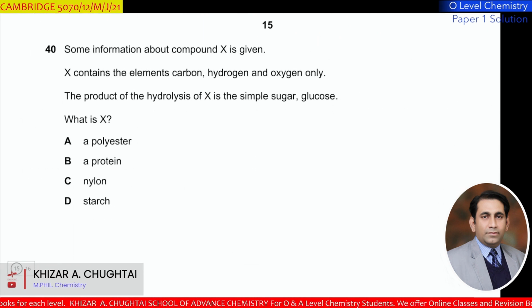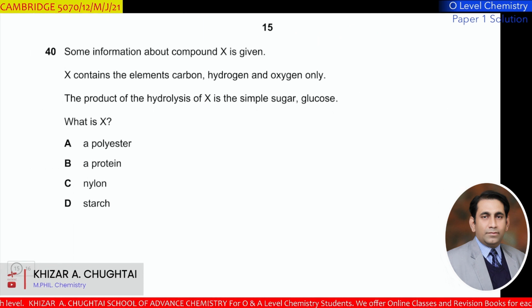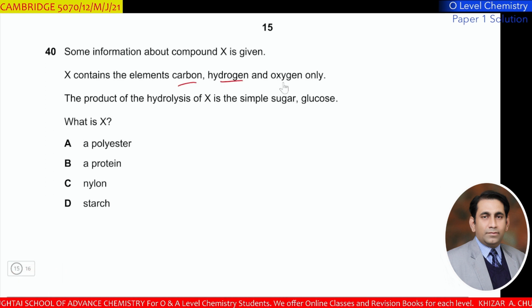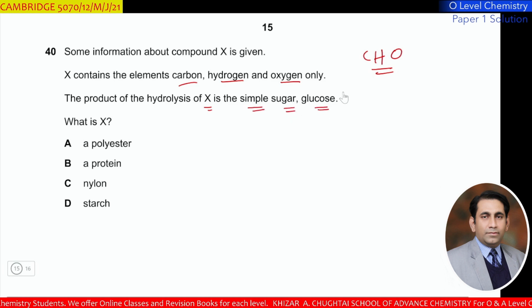Question number 40, the last one. Some information about compound X is given. X contains the elements carbon, hydrogen, and oxygen only. The product of the hydrolysis of X is a simple sugar, glucose. It should be starch. So D is the correct option.